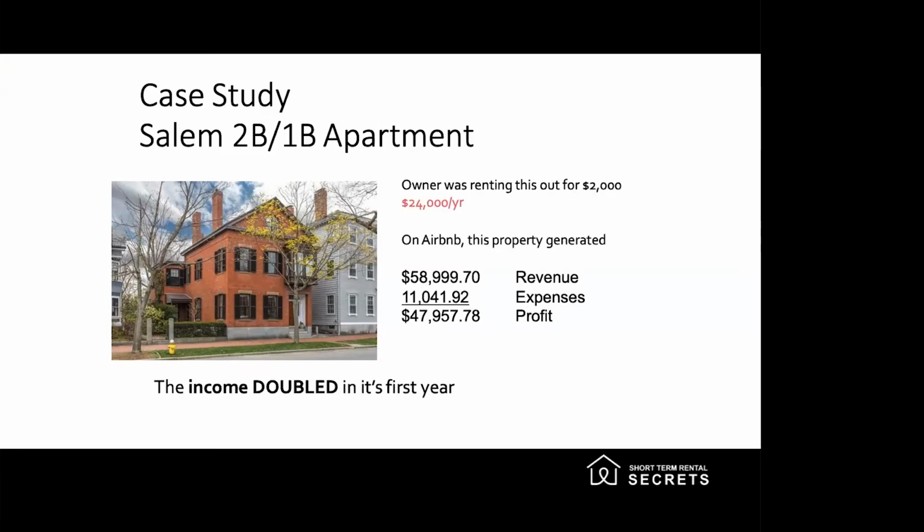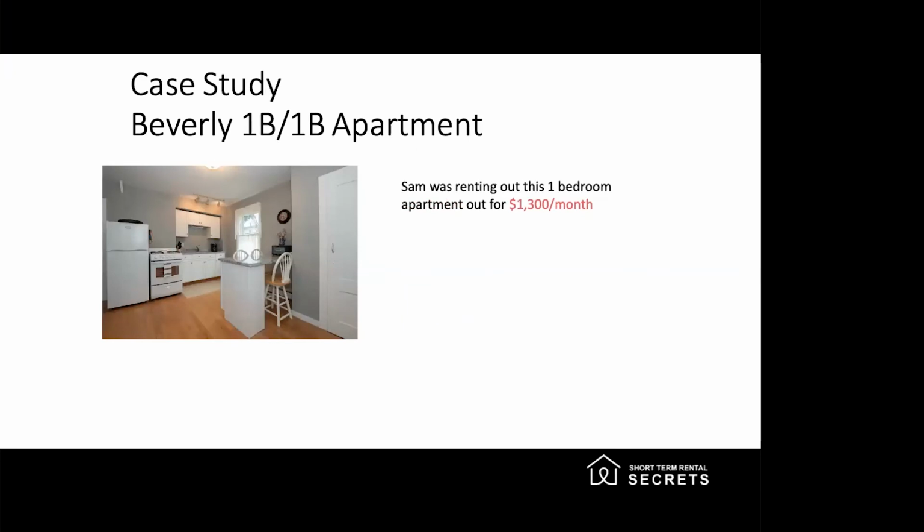In his first year as a short-term rental, only on Airbnb, this property did just under $60,000 in revenue. His additional expenses were $11,000, like cleaning fees, supplies, stuff like that. So his profit was $48,000. The income doubled in its first year. And he invested about $10,000 to furnish it. This year, I think it's at $94,000 in revenue year to date. It's bananas.